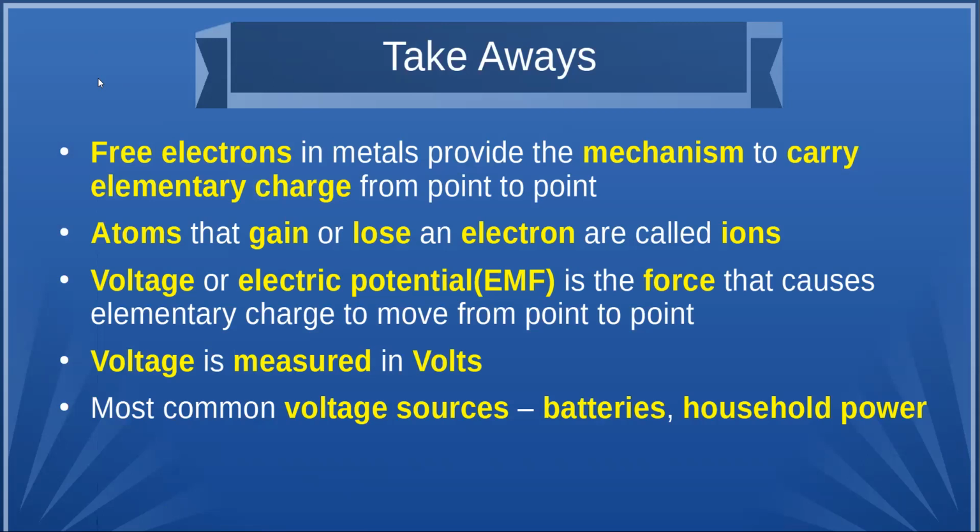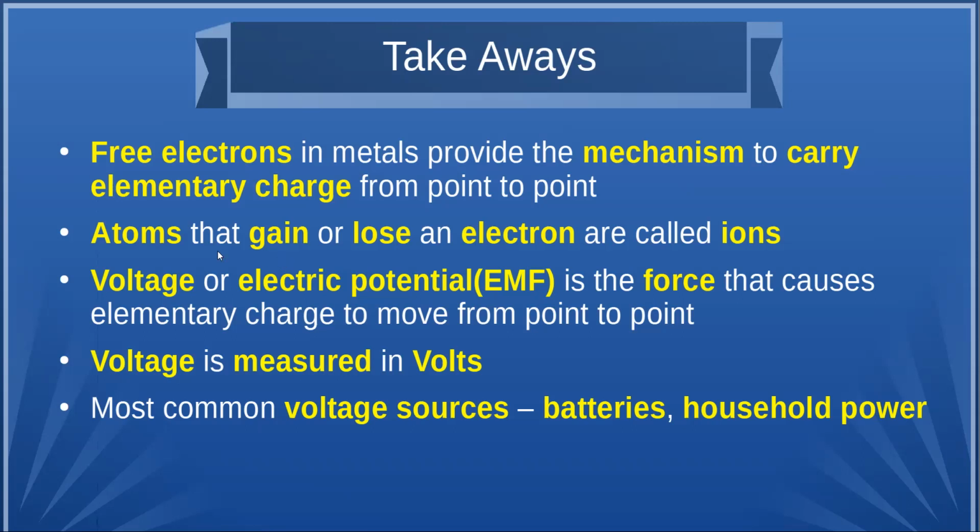Okay, so what did we learn? That free electrons in metals are the mechanism that carries a charge from point to point. Right? They're jumping from atom to atom, and the charges are moving, but the electrons don't necessarily go in the same direction the charge is being pulled or pushed, depending on your point of view.